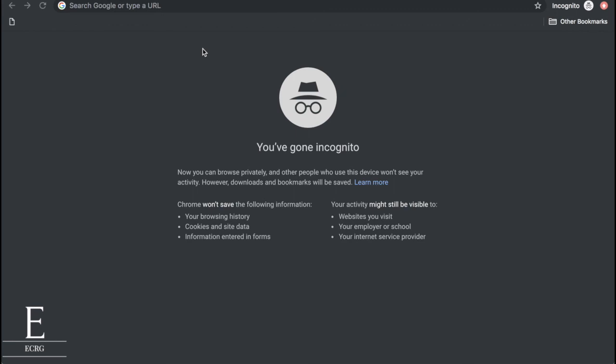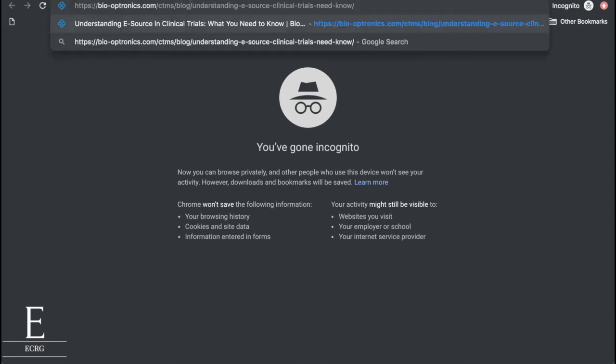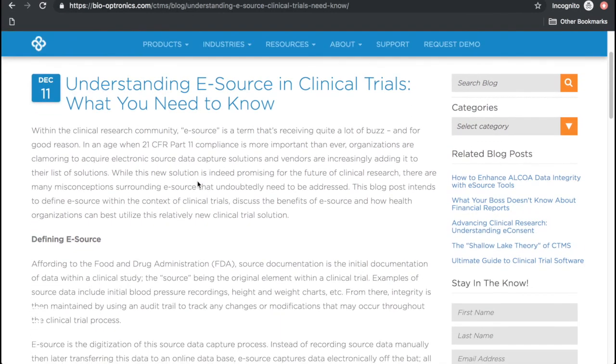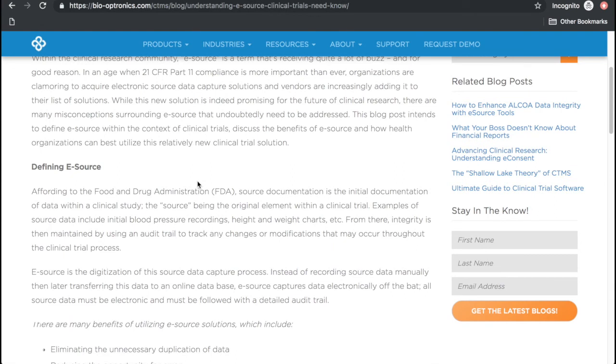And so, for those people that are new to clinical research and have no idea what e-source is or what source documents are, I just happened to go to this website earlier today. They have a really good definition of source. But to understand e-source, you first need to understand what regular source documentation is. And it's basically, as they say here, just the initial documentation of data within a clinical study. The source just being the original element within a clinical trial, what the data is collected on.